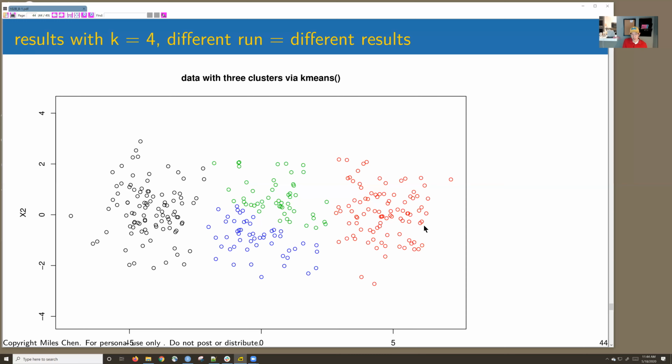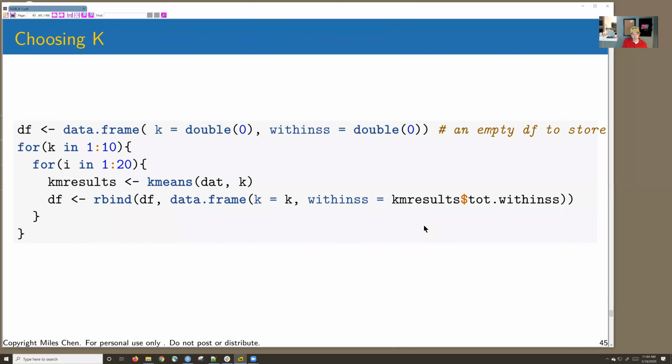The results of 4 clusters end up this way or this way. If we run it again, we'll probably get some different results as well. So here I've just run a little bit of code to help us choose how many, what value of k to pick, okay?